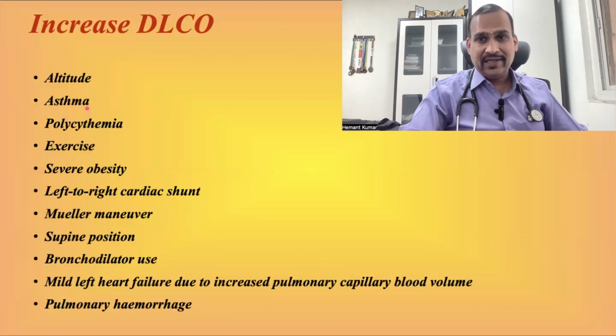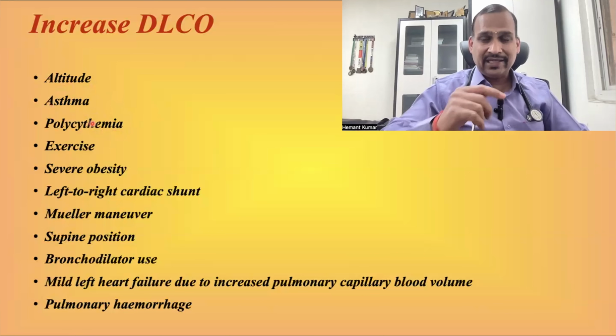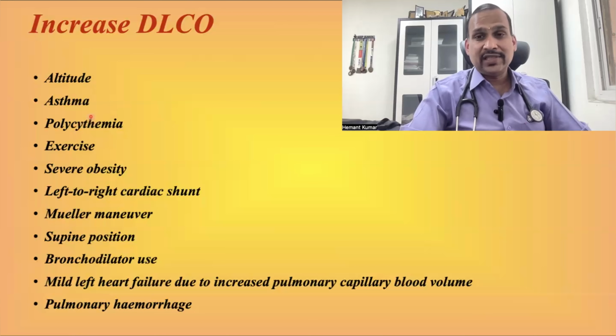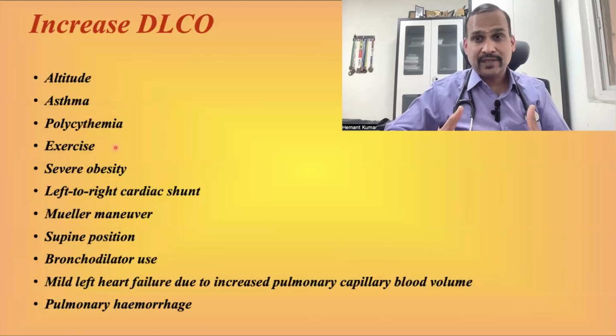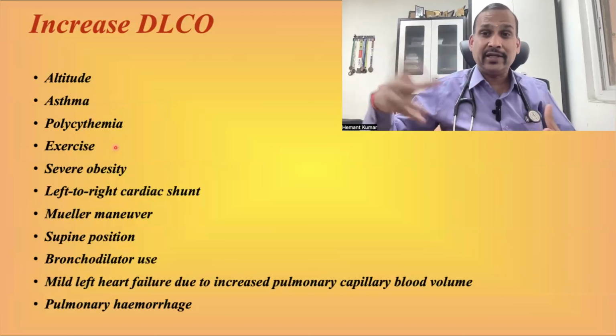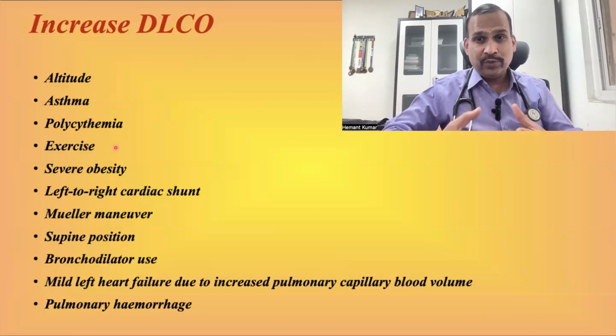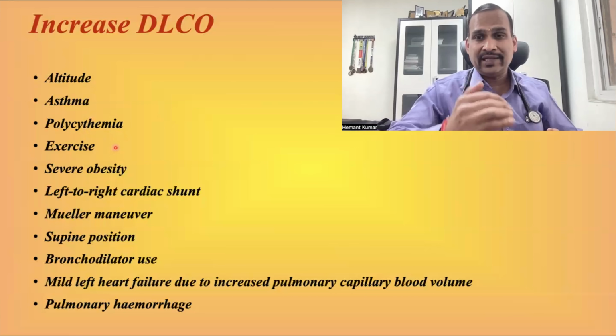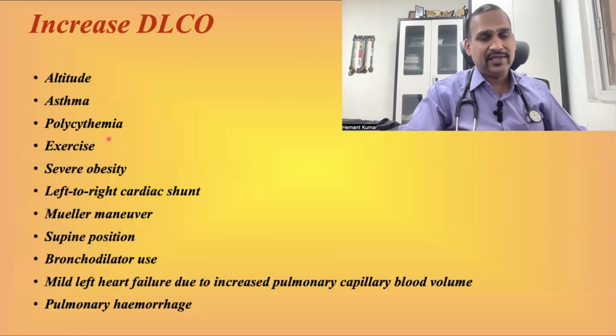Like asthma, especially acute exacerbation. In acute exacerbation of asthma, there's increased pulmonary circulation, which will increase DLCO. Polycythemia, more hemoglobin. Hemoglobin is 18, 19, 20. So more hemoglobin, more binding of carbon monoxide to hemoglobin. It will give increased KCO and DLCO.